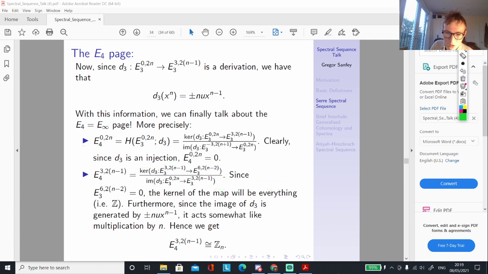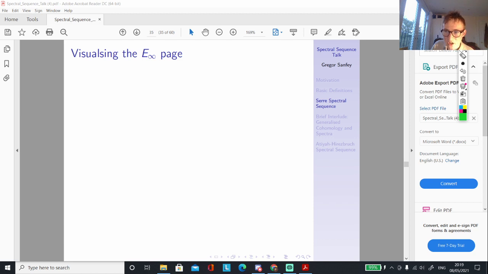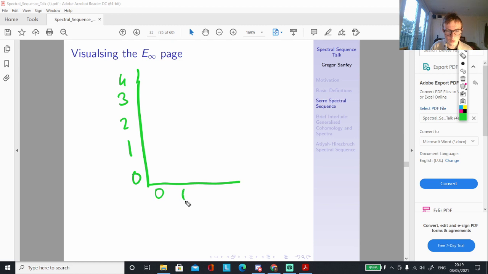And so our E infinity page is going to look something like this. 0, 1, 2, 3, 4, and so forth. 0, 1, 2, 3, 4, and so forth. Everything here is going to be 0. Okay, so the only column we care about now is when p is equal to 3. So let's just have this on the side: E4 at 3, 2 times n minus 1 is equal to the integers mod n.